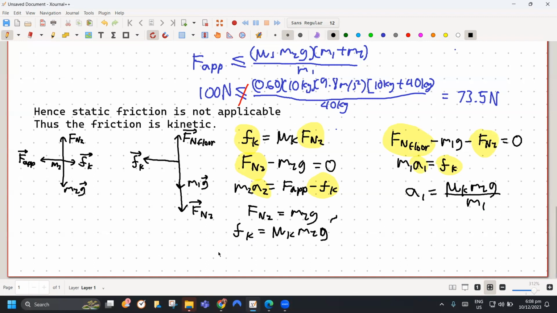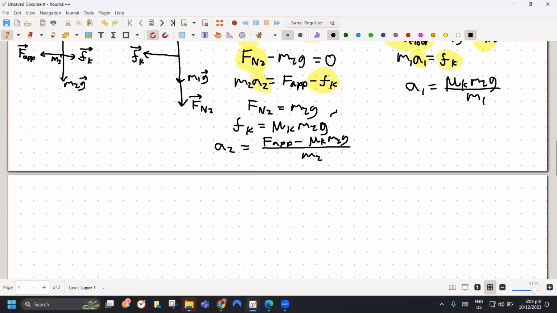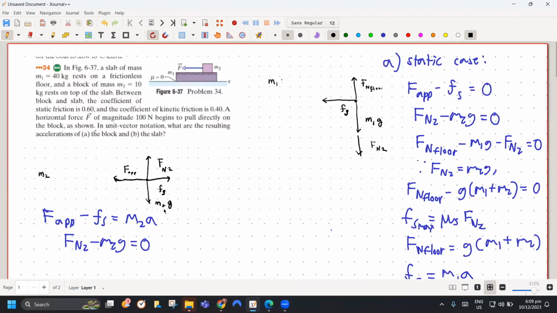So, ang A1 is yan yung object below, no? So, mukhang tama naman. Friction lang yung nagpapagalaw sa kanya eh. Nice, mu K M2G. Ayun. And then, substitute na yung mga values. 40.